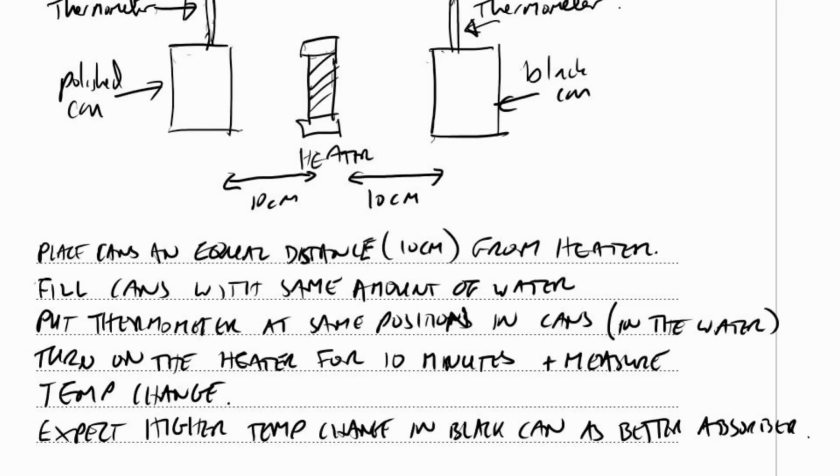So there we go. Place cans in equal distance, 10 centimeters from the heater. Fill cans with the same amount of water. Put thermometer in the same positions in the cans, in the water. Turn on the heater for 10 minutes and measure the temperature change. Expect a higher temperature change in the black can, as black is a better absorber.